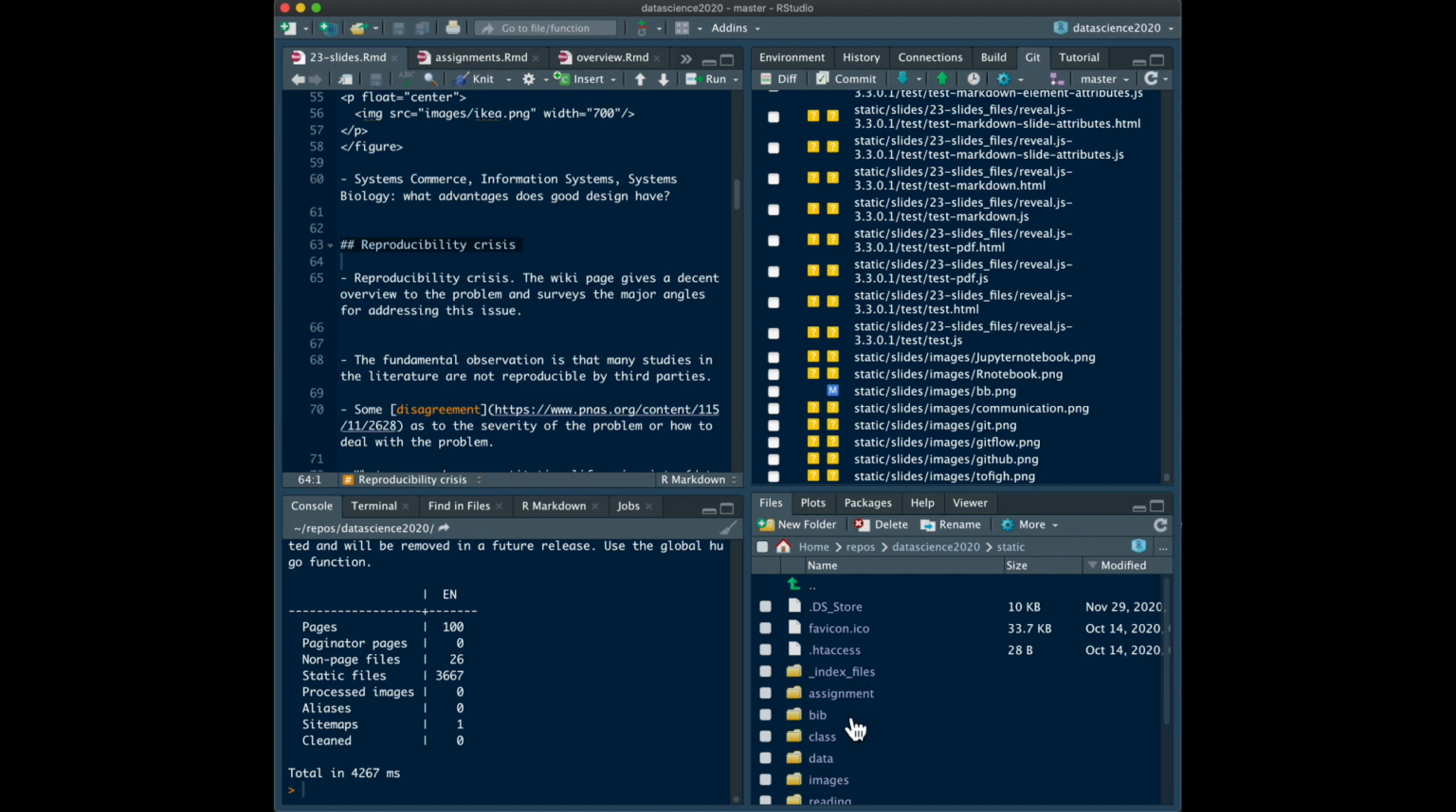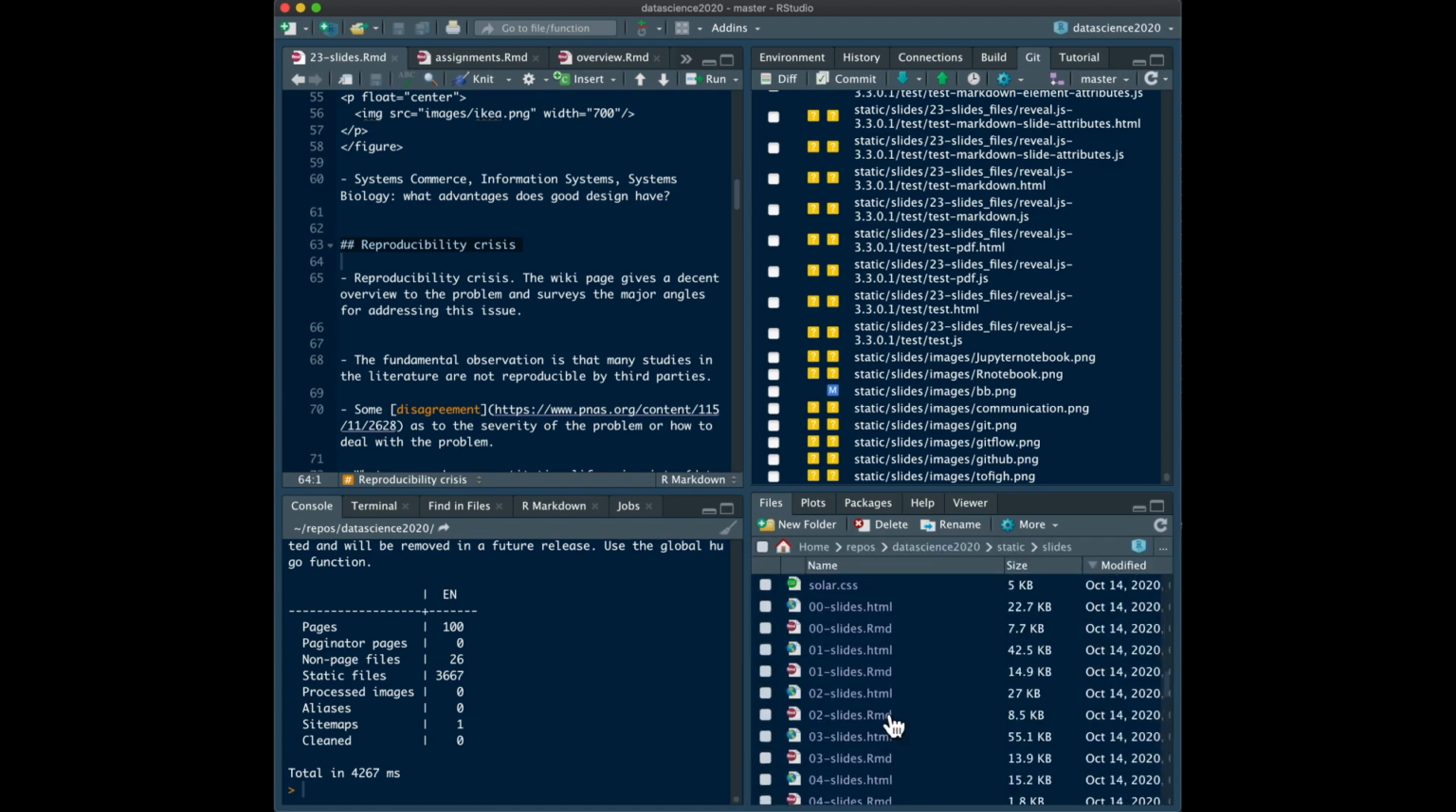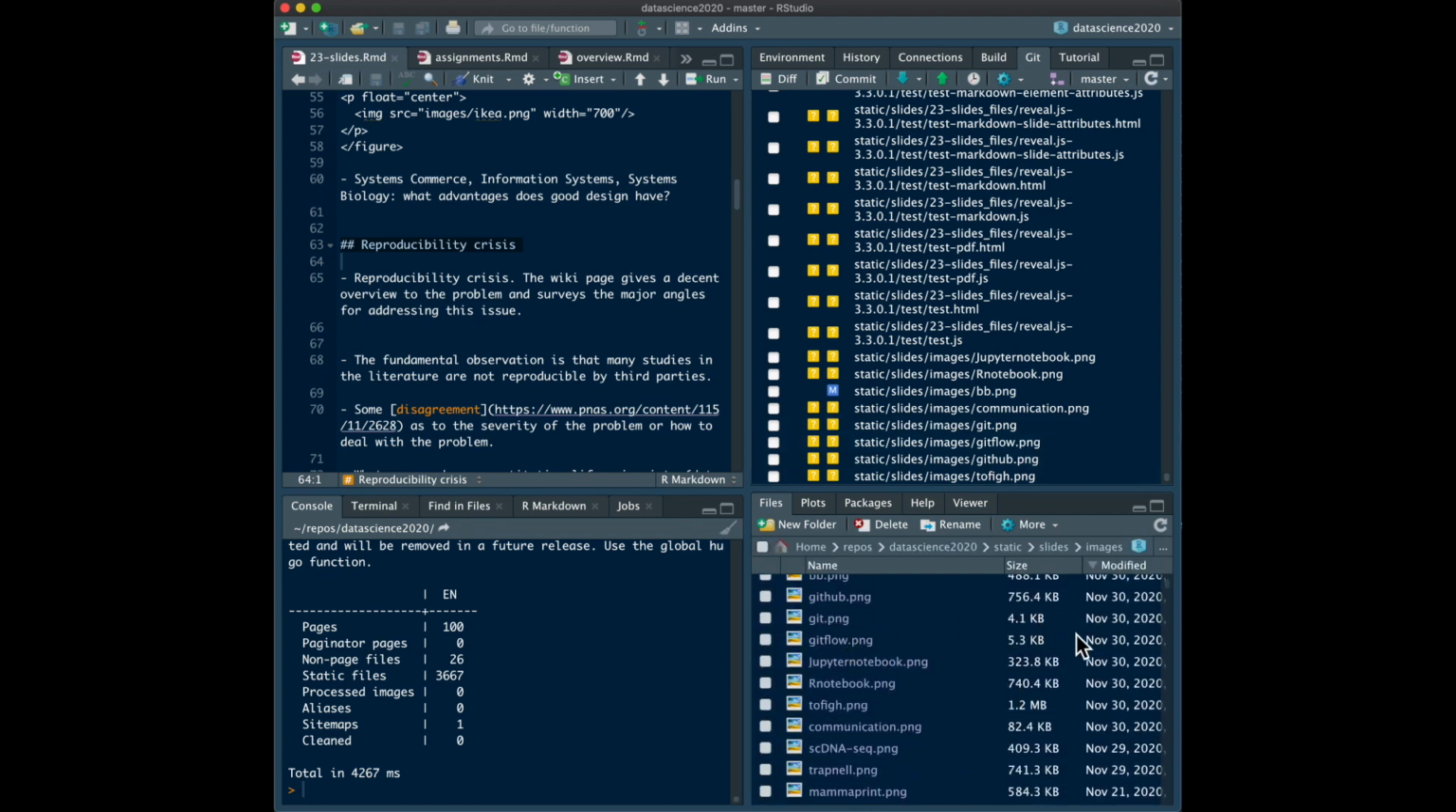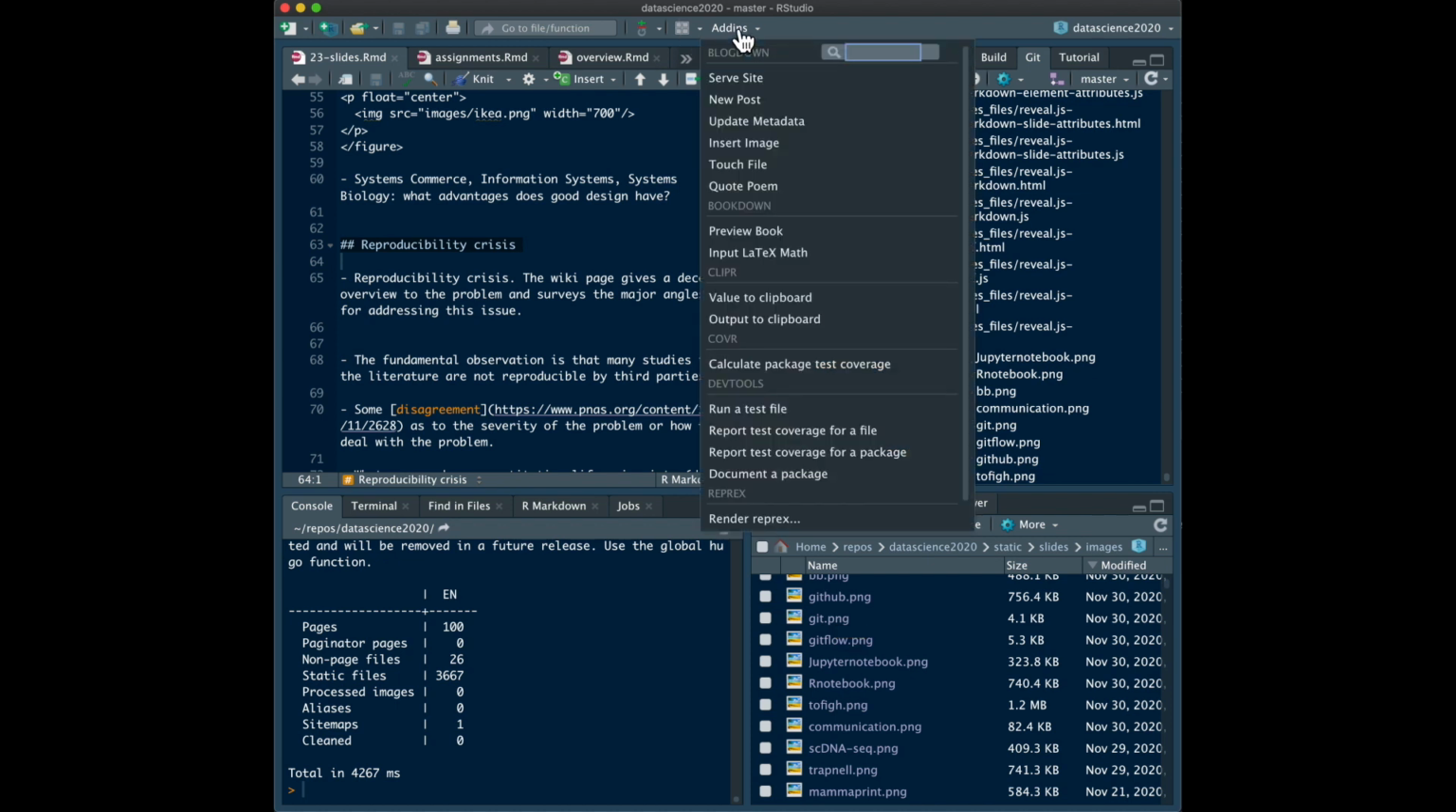So if I go down here to static slides images, I put these files very recently, on November 30th, and I added that. And so Git acknowledges that I've modified or added or deleted a file in Data Science 20, and it puts it on this list. So now what I need to do is make sure that my whole website recompiles, and I would do that by hitting this button here, Serve Site. And that's going to recompile my website locally. The next thing I need to do is then push all these updates to the master GitHub page. So I'm going to do that now.